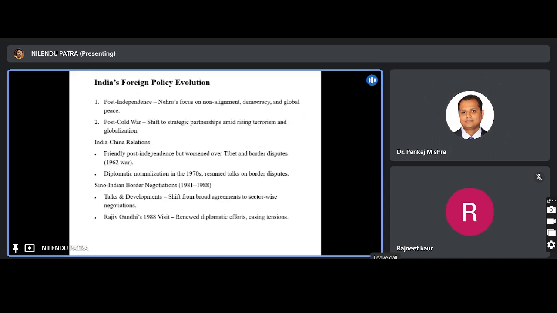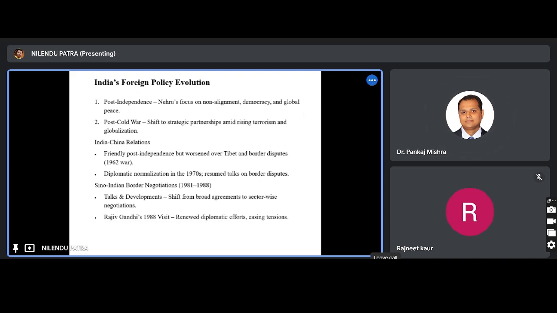India's foreign policy evolution post-independence: Nehru's focus on non-alignment, democracy, and global peace. Post-Cold War, a shift to strategic partnerships aimed at rising terrorism and globalization. Indian-China relations were friendly post-independence, but worsened over Tibet and border disputes, leading to the 1962 war. Diplomatic normalization in the 1970s resumed talks on border disputes. Sino-Indian border negotiations, 1981 to 1988.